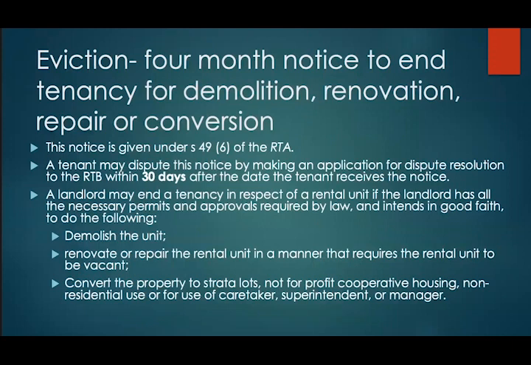And then we have the 4-month notice to end for demoviction, renoviction, repair, or conversion. And I'm sure you all know that this type of eviction has undergone some changes in the last little while. It's still very strict. It's still not ideal, not even close to being ideal for tenants, but there have been some changes.